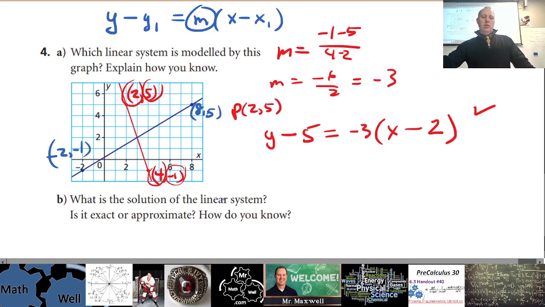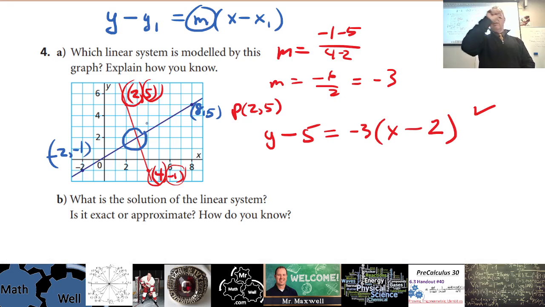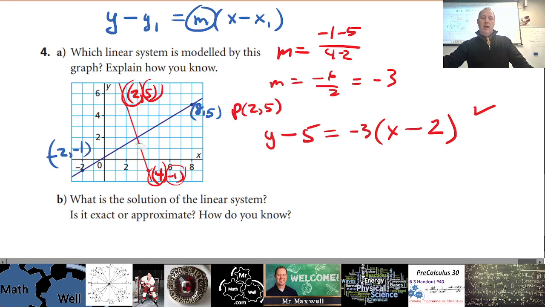What is the solution to the linear system? Is it exact or approximate? How do you know? It appears the solution is always the intersection point, and it appears that that intersection point is exactly on one of the grid lines, 2 of the grid lines of the graph. So it looks like this is an exact value of 3, 2, right?